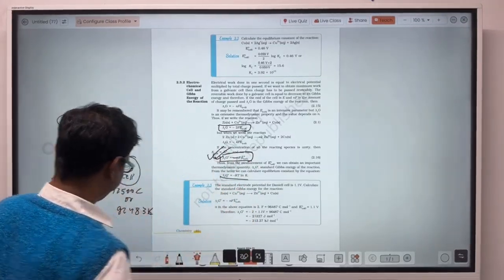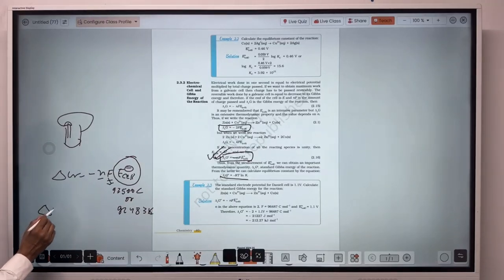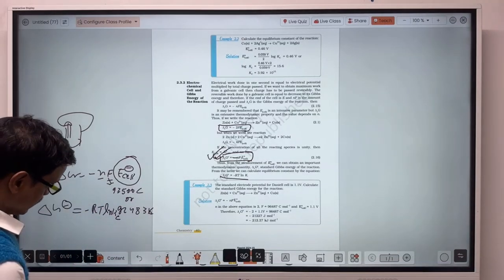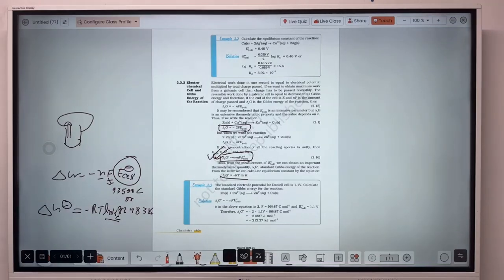Another formula you have studied: in chemical equilibrium, delta G standard equals minus RT log Kc, or log K. It is the natural log here. When you convert it into log to the base 10, you have to multiply by 2.303. So delta G standard equals minus 2.303 RT log Kc. So if you know the value of Kc, you can find delta G standard very easily.